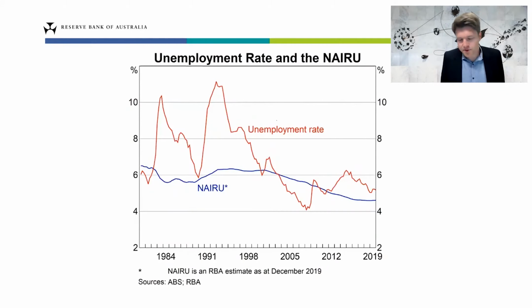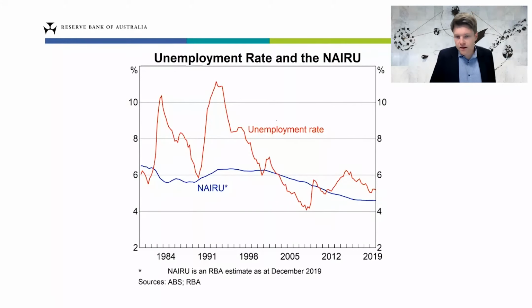Now, the unemployment gap is just the difference between the unemployment rate and the NAIRU. So on this graph that you can see, I'm showing the actual unemployment rate that's produced by the Australian Bureau of Statistics on a monthly basis, which is the red line. And the blue line is the RBA's estimate of the NAIRU at each point in time.